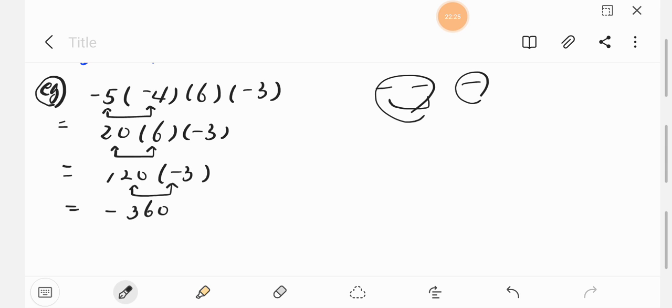Okay, so you can multiply two numbers step by step from left to right, and if you are multiplying the same sign, then the result is positive. Multiplying different signs, then the result is negative. Shortcut, what's the shortcut? Count the number of negatives. If there is an odd number of negatives, then the result is negative.